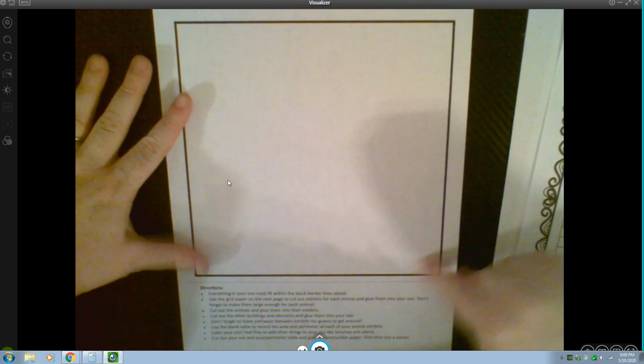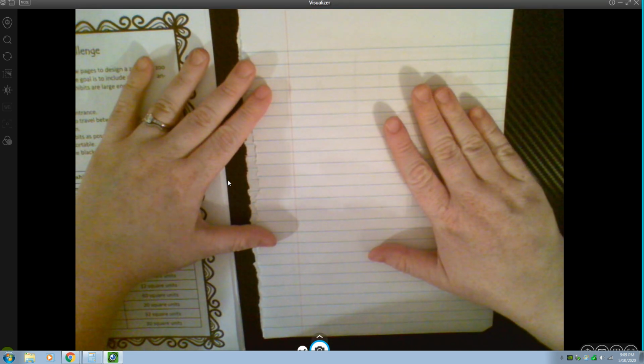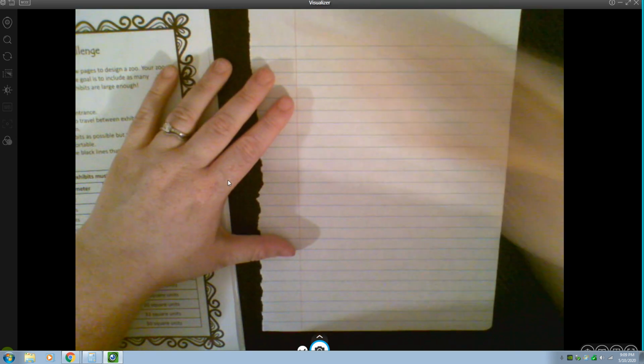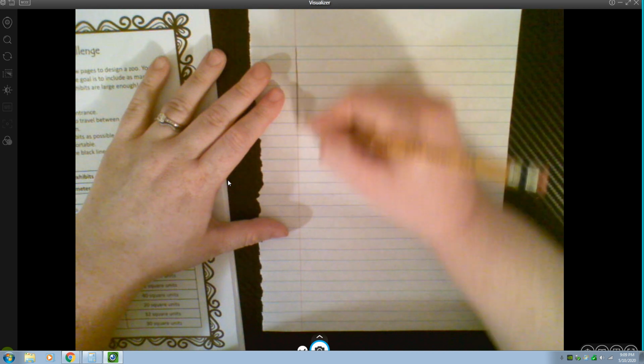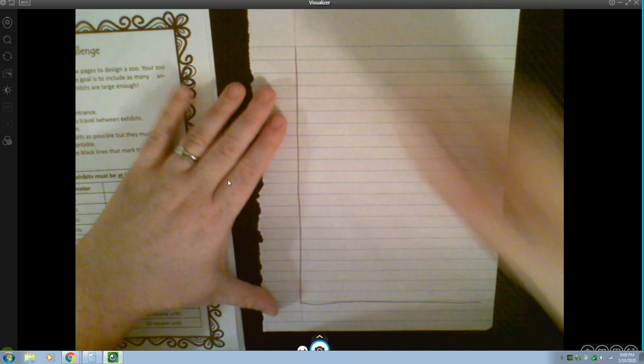And then this is what they were talking about. In Rule 5, it says everything in your zoo must fit in the black lines that mark the borders. These are the lines that they're talking about here, this thick black line. If you're not able to print this stuff out, that's okay. Like I said, you'll be able to see this stuff online, and you're just going to get a piece of lined paper, and you'll just draw a zoo here. You'll just kind of have to draw your box.